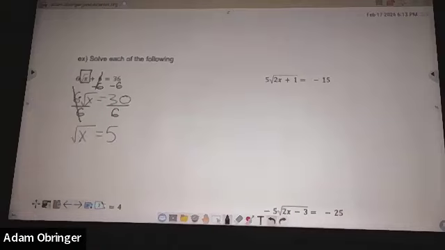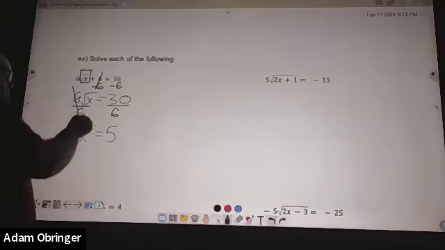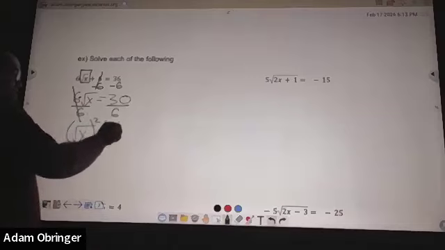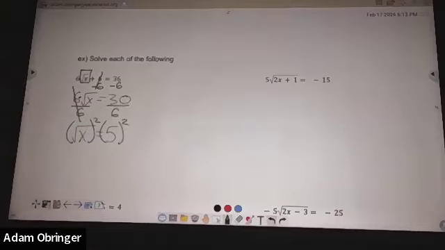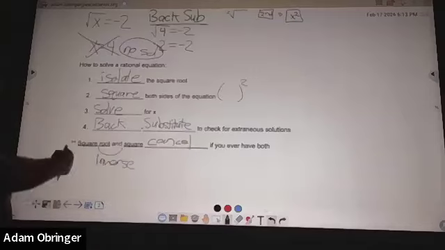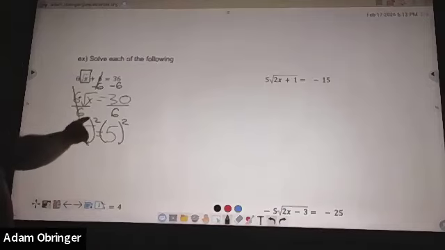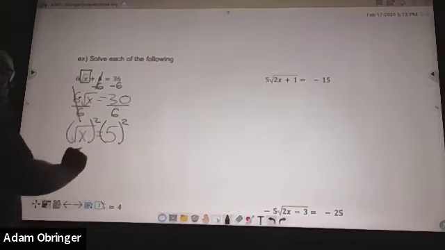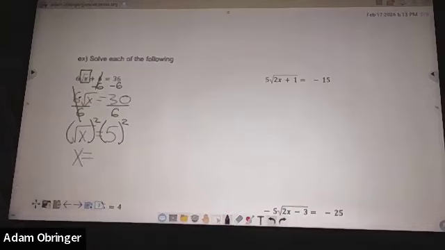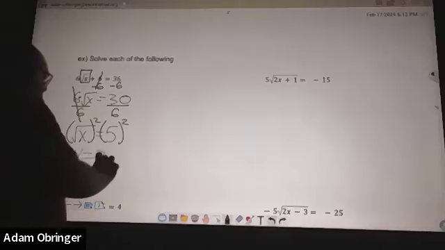To cancel the square root around everything, we are going to put a parentheses and do a power of 2. Now, as we mentioned earlier, a square root and a square cancel with each other. So that square root and that square are gone. You are left with only the x. And if you do 5 squared in your calculator, parentheses 5, parentheses power of 2, you will get 25.